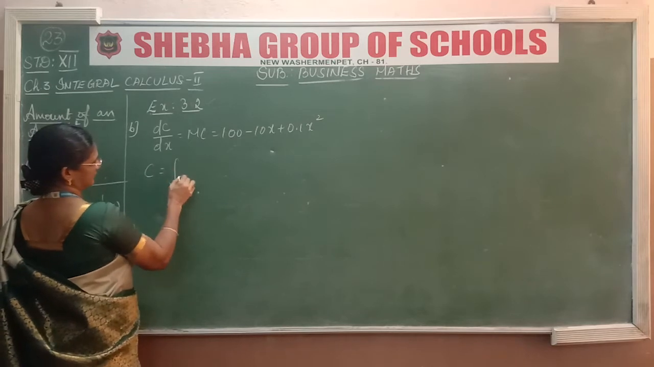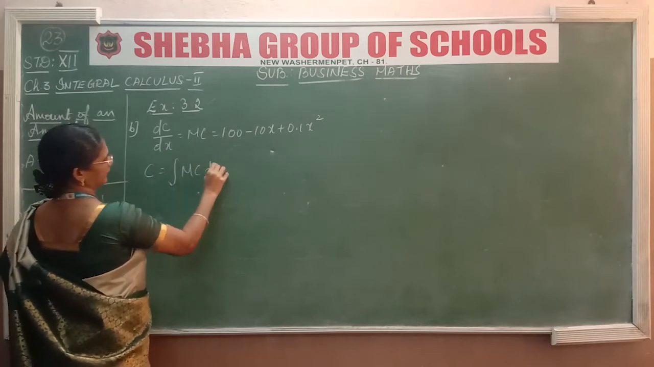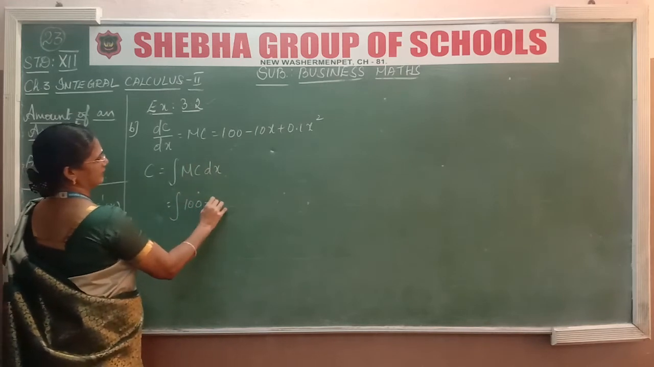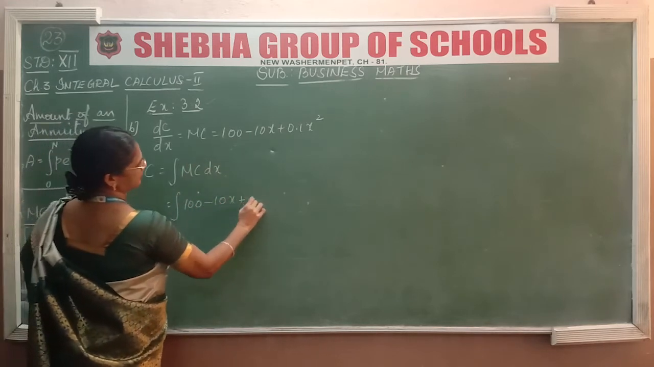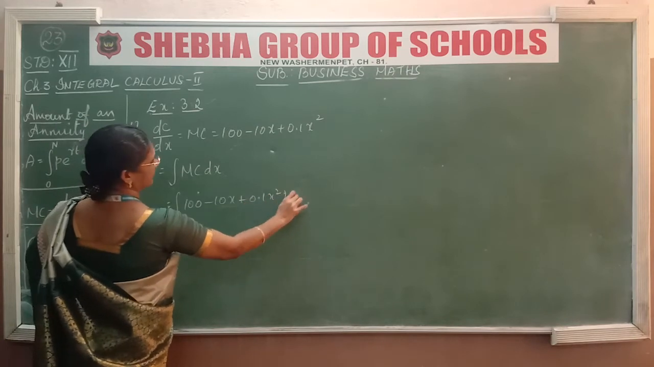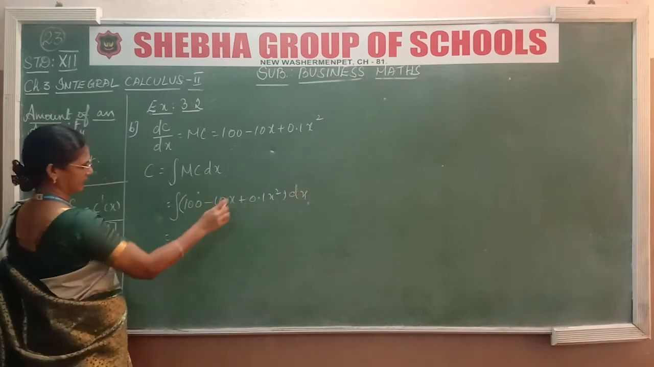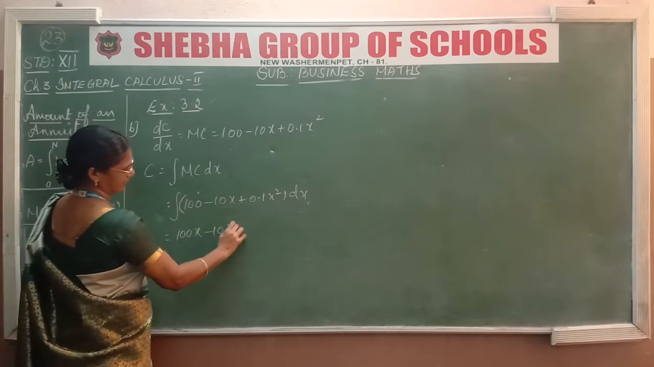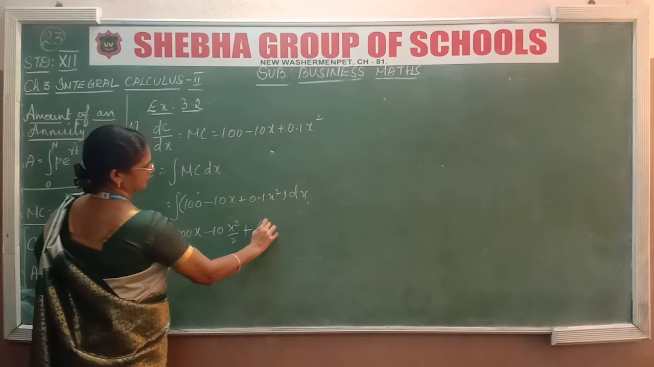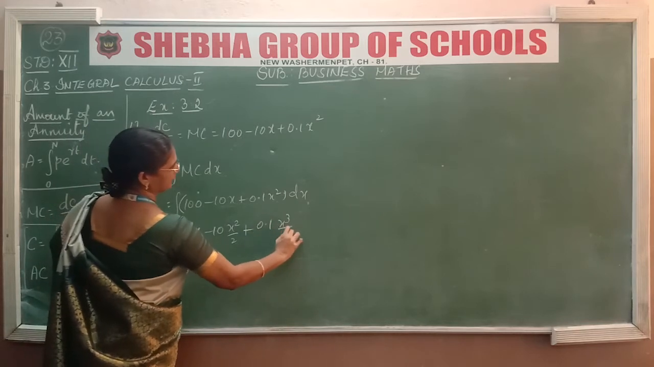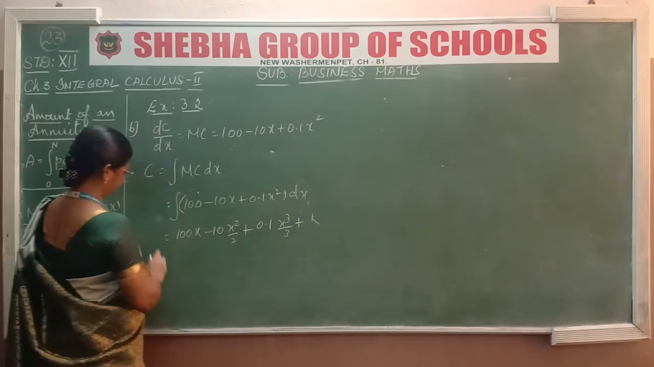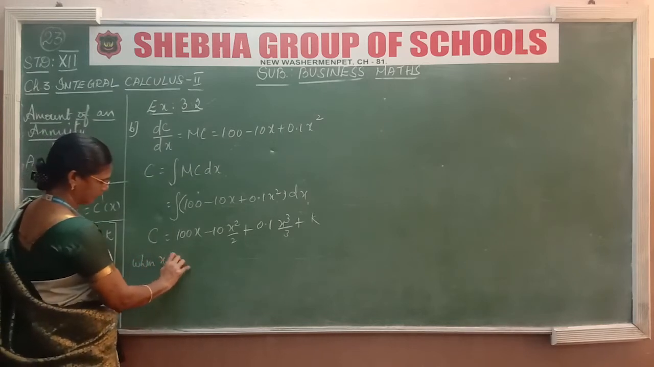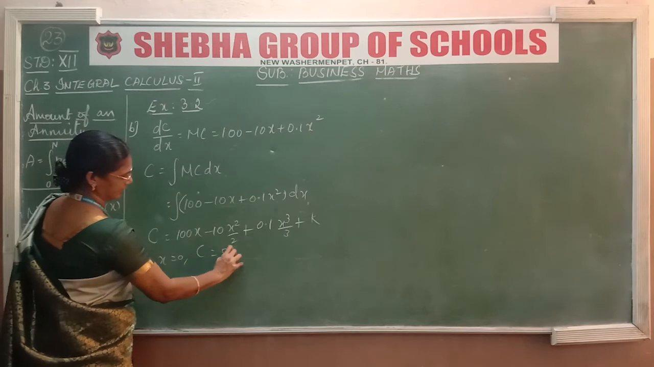What is the cost function? Integral MC into dx, isn't it? So integral MC is 100 minus 10x plus 0.1 x square into dx. Now integrating this, we get 100x minus 10 x square by 2 plus 0.1 x cube by 3 plus some constant. This is our C. And what is given? When x equals 0, our fixed cost is 500.